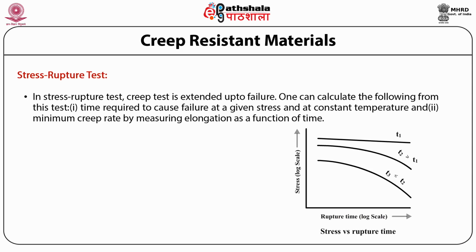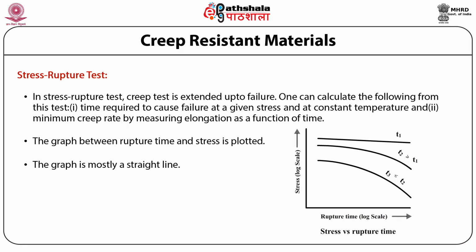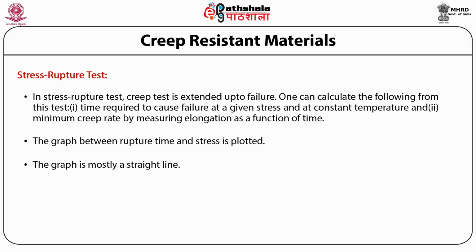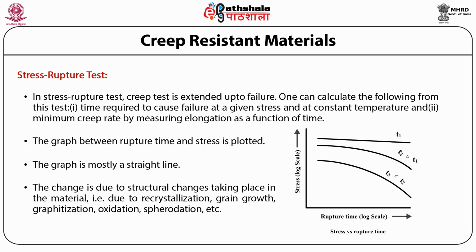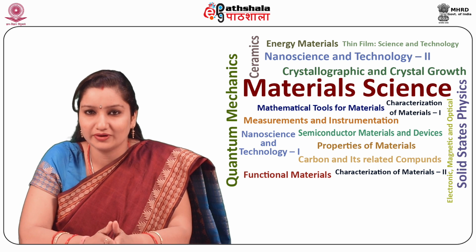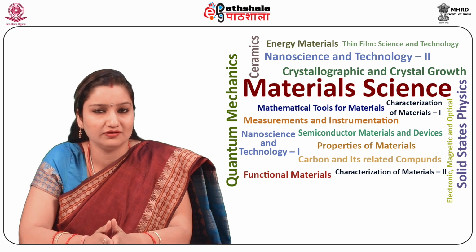The following graph is a graph between rupture time and stress. Here the rupture time and stress are plotted. The graph is mostly a straight line, but we can see some changes in the second and the third curve. The changes are due to the structural changes taking place in the material, that is, due to recrystallization, grain growth, graphitization, oxidation, spheroidization, etc. So students, let us summarize what we have learned in this module.